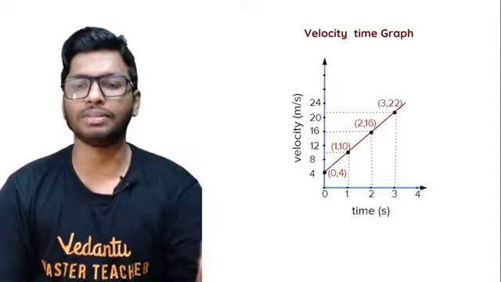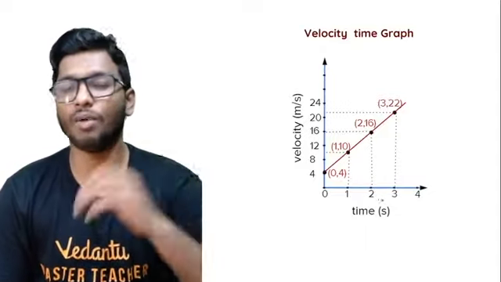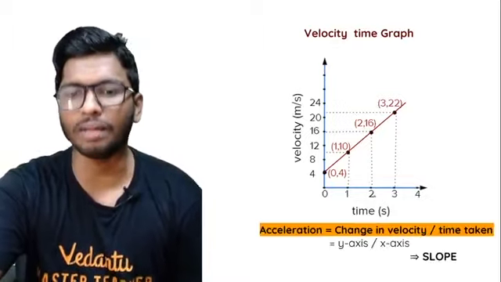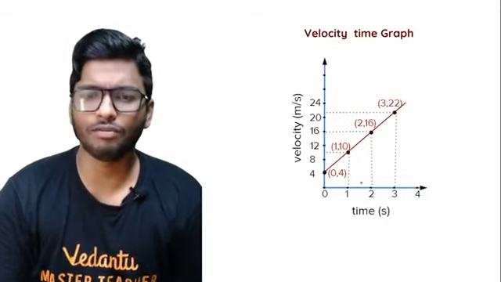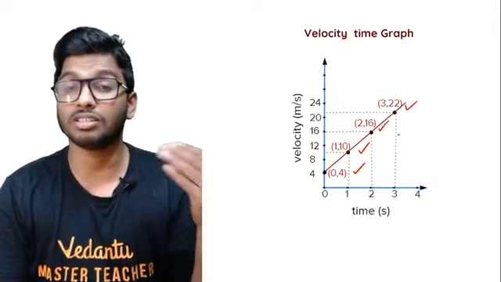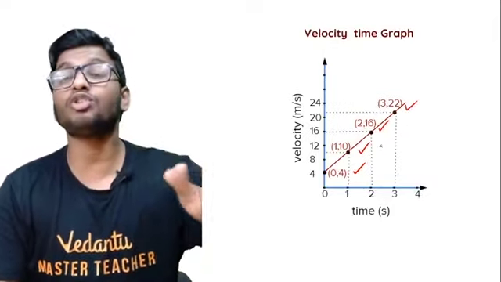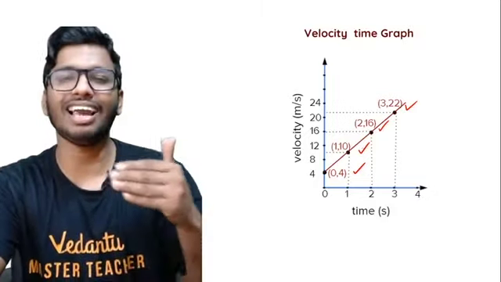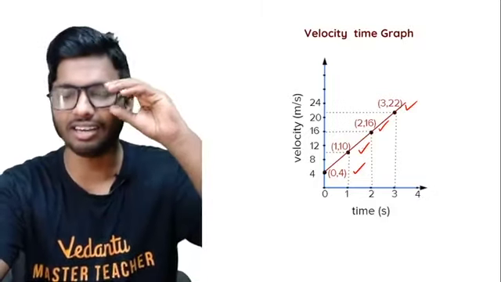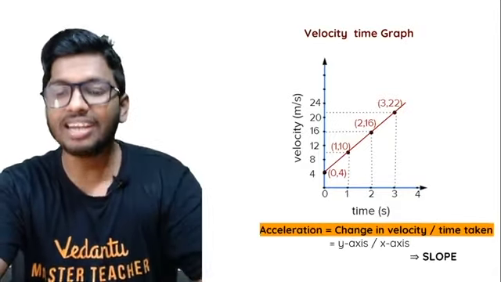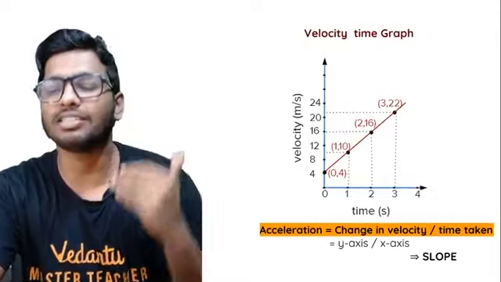So that is 10 meters per second, 0, 4, 1, 10, 2, 16, and 3, 22 as well. All right. So if we look at it, it's again a straight line. Now, in a velocity time graph, if the line is a straight line or a linear line, you can say that the body is in non-uniform motion, but with constant acceleration.